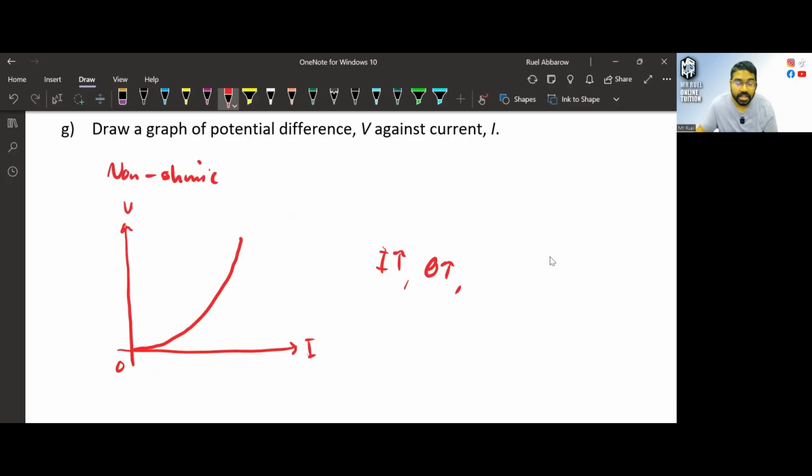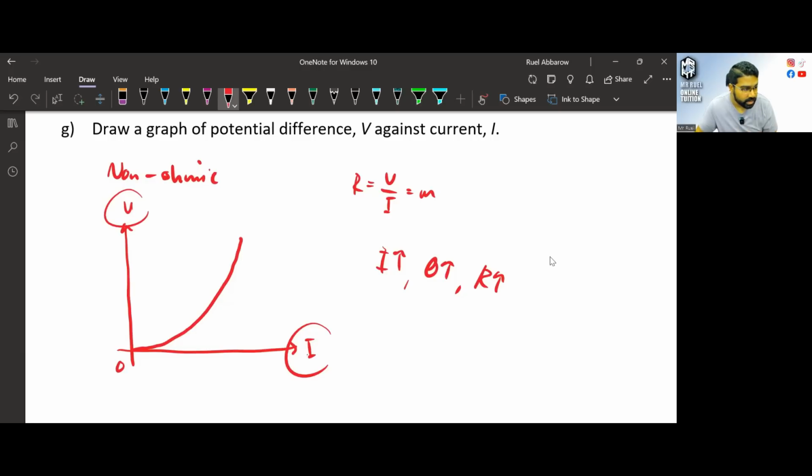When temperature increases in the filament bulb, the temperature of the filament will increase. When the temperature of the filament increases, its resistance increases. How do you get resistance from a VI graph? Resistance is V over I, isn't it? So in this case, it would be the gradient. So what's supposed to happen to the gradient?